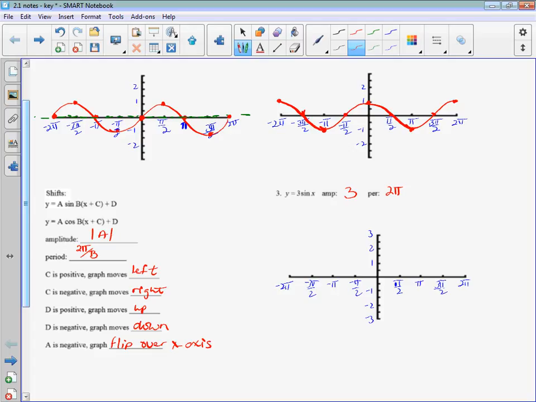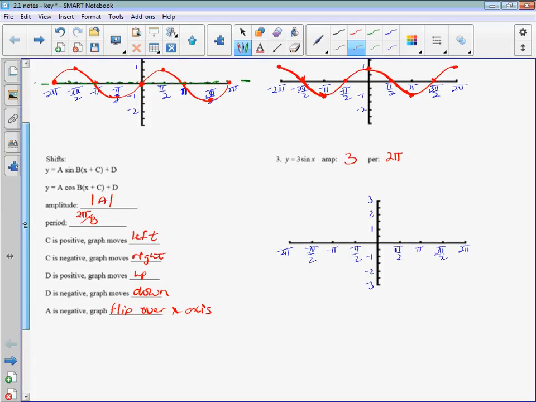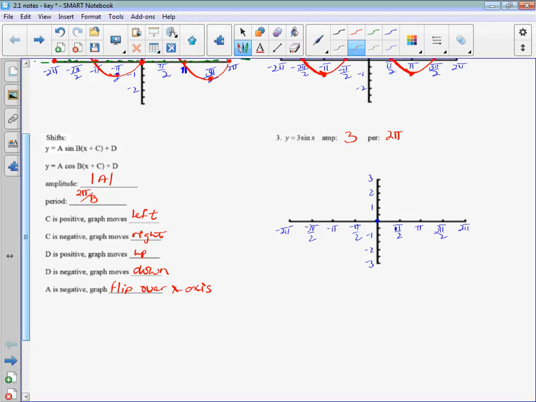Where's this one going to be? Negative 3, yeah. And that's all that's going to be different. So you're going to be at 0 still. Up to 3, 0, -3, 0. Follow that pattern on the other side. Make a nice, pretty graph.